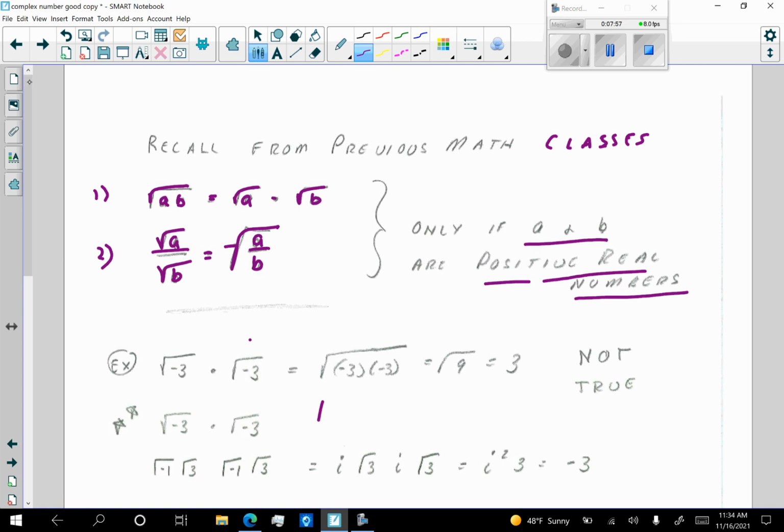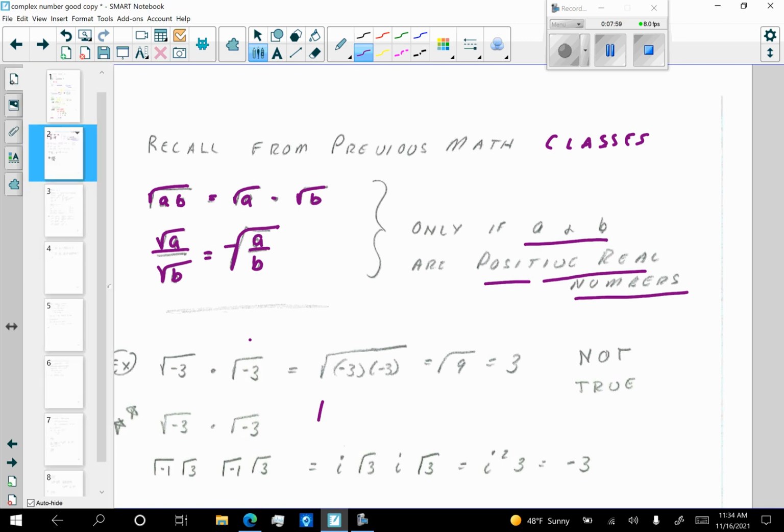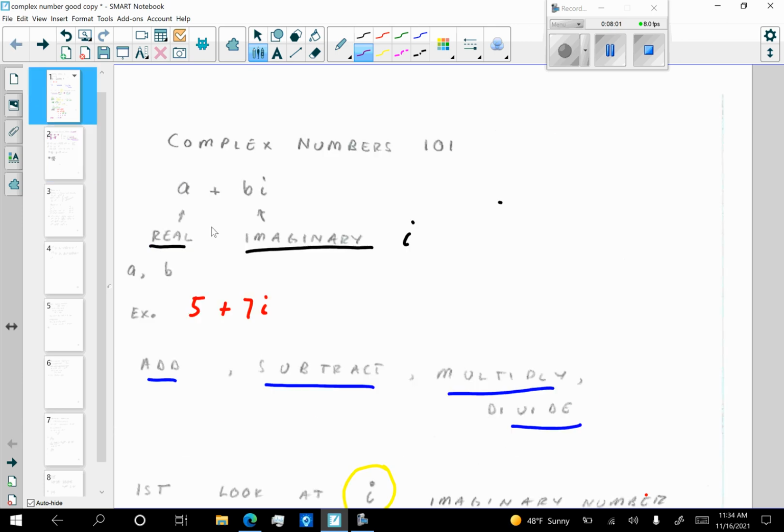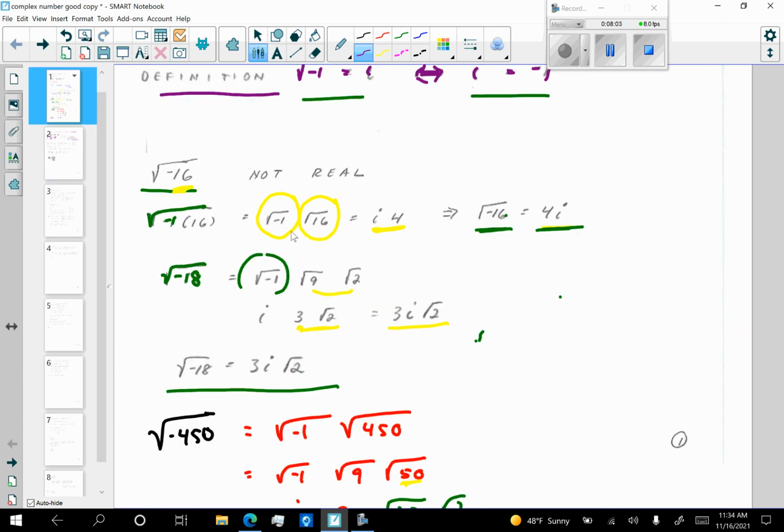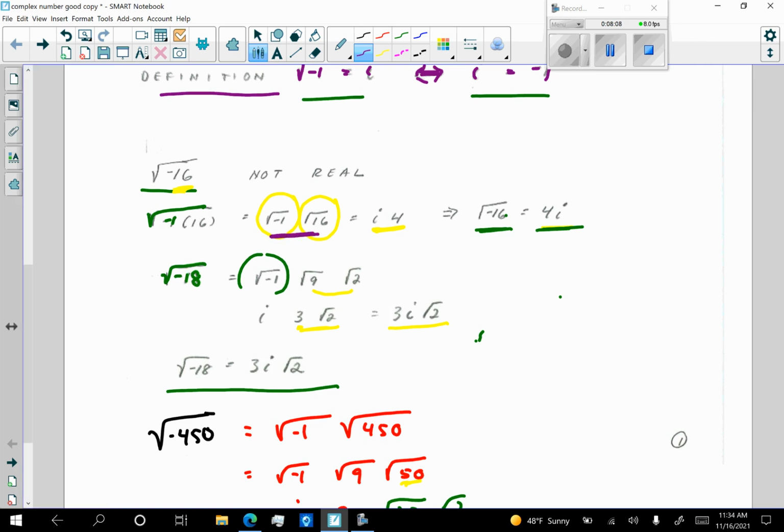If I go back to my previous page, I'm going to slide back to my previous page. I did use this property here, but what I have to realize is if you have a negative, the first thing you need to do is take the square root of negative 1 out of that. Now I'm going to use that property on the next page. Step number 1 is always take the square root of negative 1 out first.